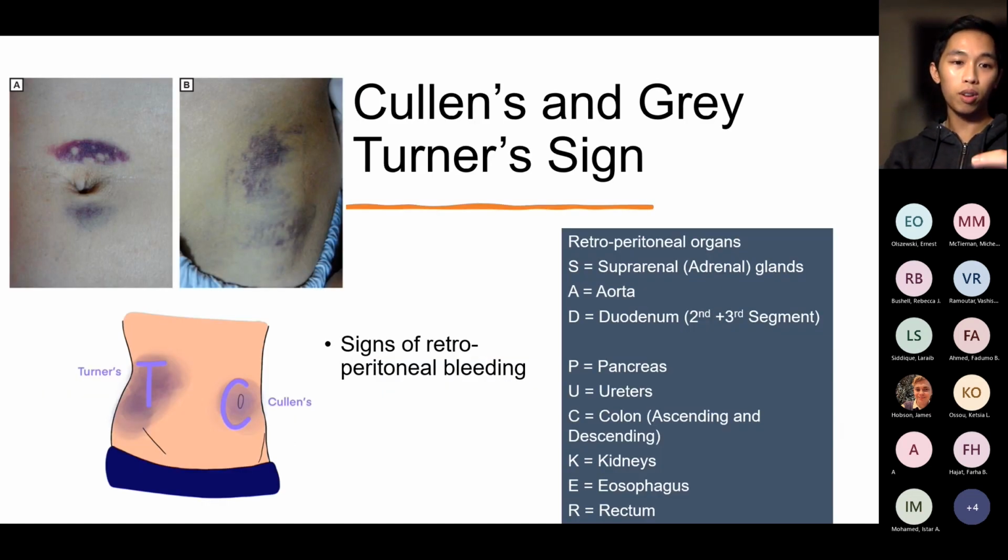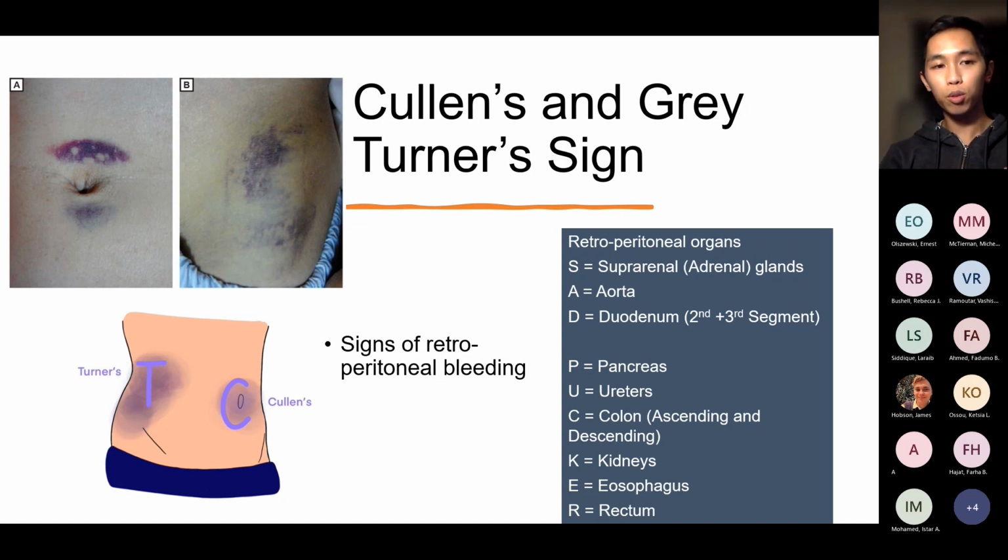The next sign that was on that list was Cullen's and Grey Turner's sign. This is when there's bruising around the periumbilical area and on the flanks. And this is a sign of retroperitoneal bleeding. So any organ or structure behind the peritoneum which is bleeding causes this sign to occur. And to remember which one is which, for Cullen's, you have to draw a C around the umbilicus, so that's Cullen's, and then T is for Turner's, so you can draw a T on the flank there.